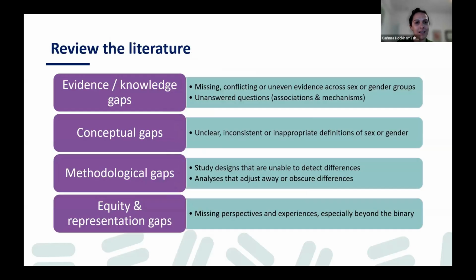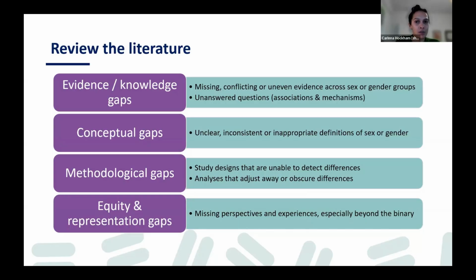So first off, reviewing the literature. As you know, I'm sure, every study starts with a review of the existing literature, and this is partly to understand what is already known about a disease or an intervention, and partly to identify where uncertainties remain. Now, I think most of us naturally focus on the evidence or knowledge gaps, so things like conflicting findings or unanswered questions with regards to associations or specific mechanisms, for example.